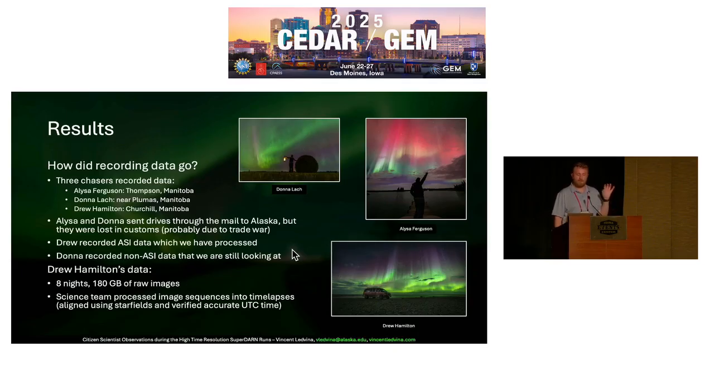And one lesson that we learned, which I'll go over later, is that you should add tracking to your packages if you're trying to ship things across the border from Canada to the US. So I actually don't have Elisa's data yet, and Donna was able to give me a hard drive when we saw each other at ISSE last month. Drew luckily has a Starlink, so he was able to dump about 180 gigabytes of raw images that he recorded over 8 nights that we were in this special mode.